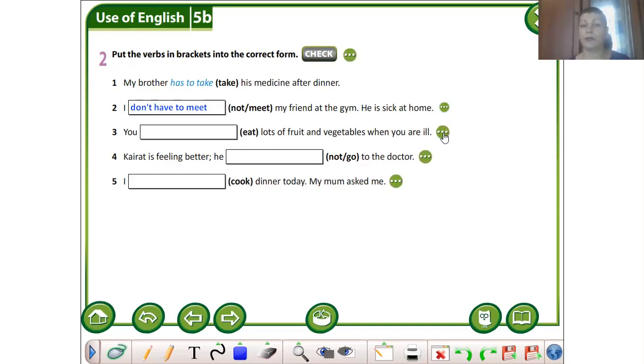The next one. You lots of fruit and vegetables when you are ill. Your variant. You have to eat lots of fruit and vegetables when you are ill. The fourth sentence. Kairat is feeling better. He to the doctor. Think. Kairat is feeling better. He doesn't have to go to the doctor. And the last one. I dinner today. My mother asked me. I have to cook dinner today. My mother asked me. Well done, guys.